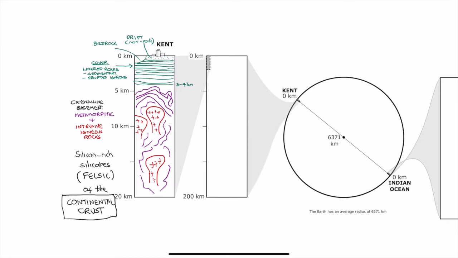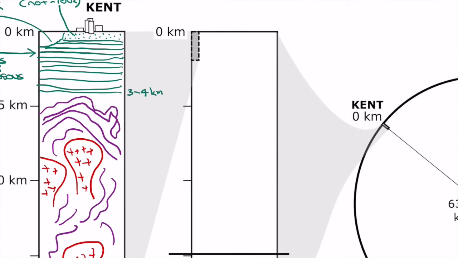In the last video, we had travelled down more than 20 kilometres from the surface of Kent, and we're still in the felsic crystalline basement of the continental crust. To see the next big transition, we need to zoom out a bit. In this next column, which extends 200 kilometres down from the surface, the sketch of our journey so far is almost too small to see.